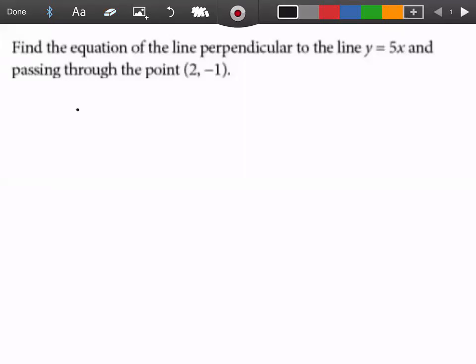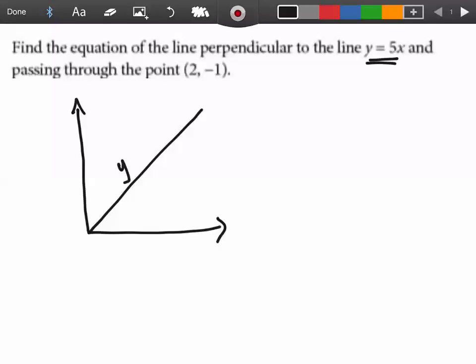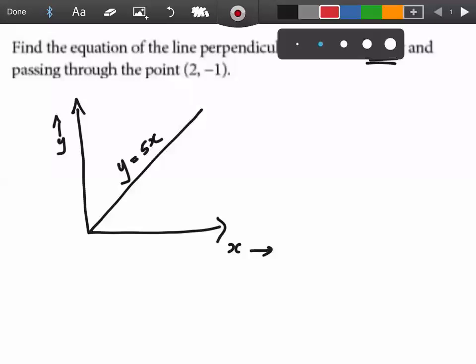So this is our x and y axis. Since this line only has the mx part, c is 0, which means this line passes exactly through the origin. So the equation for this line is y = 5x. What is our question then? Find the equation of the line perpendicular to it, so I will draw a perpendicular line.